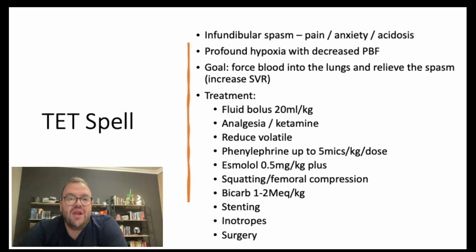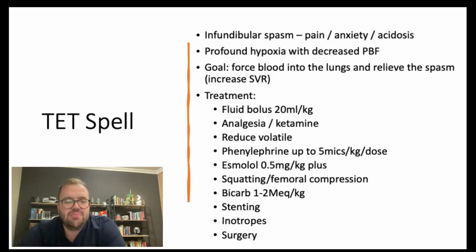We can put them on inotropes. And then lastly, there have been incidences where the SATs are persistently low that we've put in a temporary stent across the infundibulum and taken them straight to cardiac theatre for an open heart procedure. So guys, again, I'll run through it quickly.